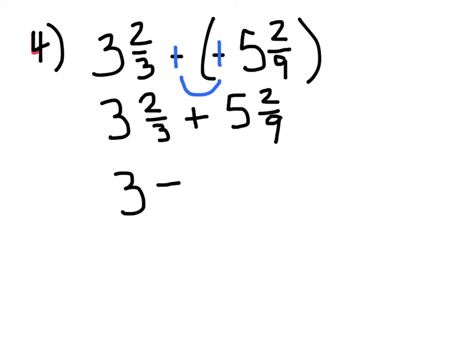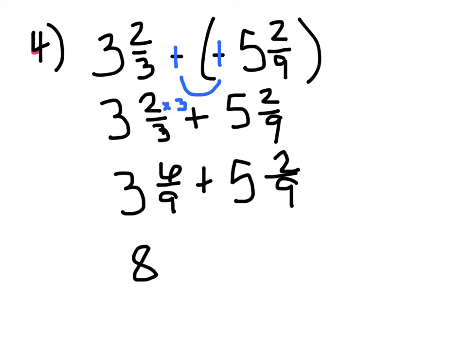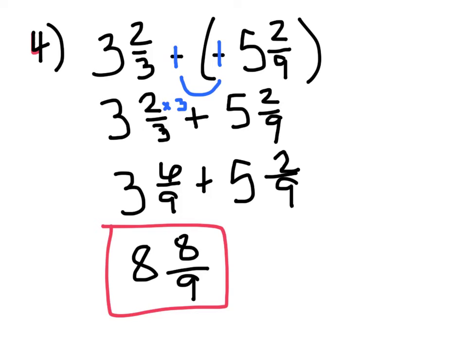Our common denominator is 9. So we say, what did I multiply to 3 to get a 9? It's times 3. So if we multiply these times 3, we get a 6. Adding the whole numbers, the 3 and the 5, will give me 8. 6 and 2 gives me 8/9. And that is my final answer.